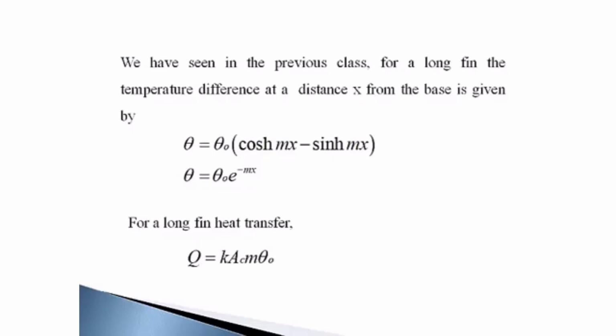For a long fin, the heat transfer is given by k Ac m theta 0, where k is the thermal conductivity, Ac is the area of cross section, and m is the parameter which I have already explained, root of hP by kAc, and theta 0 is the base temperature difference. Now we'll work out an example.